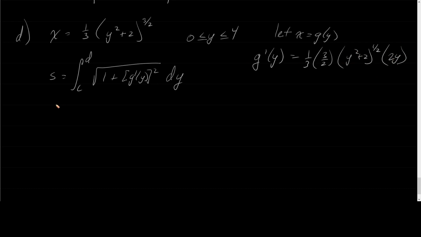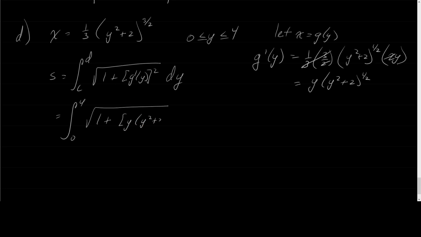So now we have the integral from c to d, so from 0 to 4, of the square root of 1 plus that statement. Let's simplify that statement. 3's cancel out, 2's cancel out. So what I really have here is y times (y squared plus 2) to the 1/2. That's my g prime: y times (y squared plus 2) to the 1/2, and all of this squared, dy.